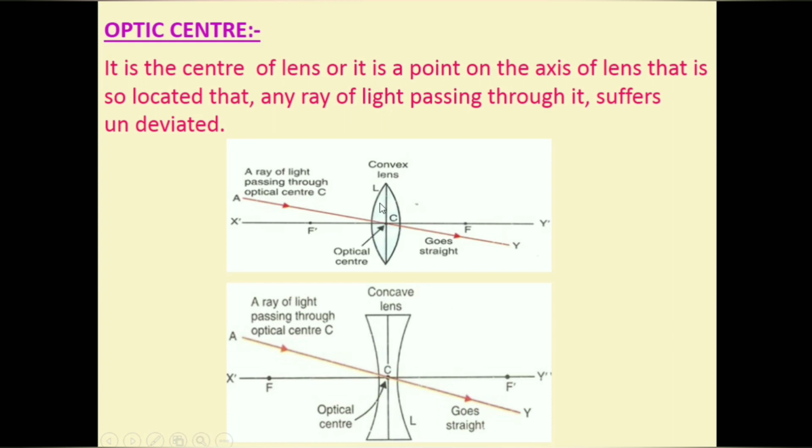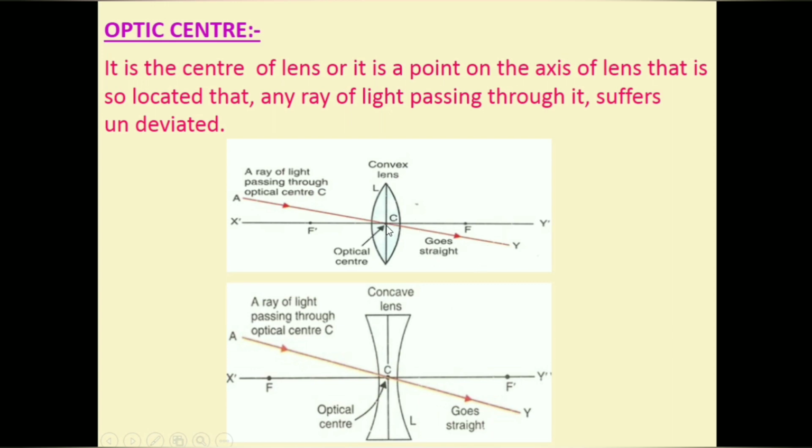It is the point on the axis of the lens that is so located that any ray of light passing through it goes undeviated. See here, whenever the ray of light is passing through the optic center, there is no refraction. It is going in a straight line. That indicates the ray of light is undeviated, either it is convex or concave. Remember this point. Whenever the ray of light is passing through the optic center, then it is undeviated.